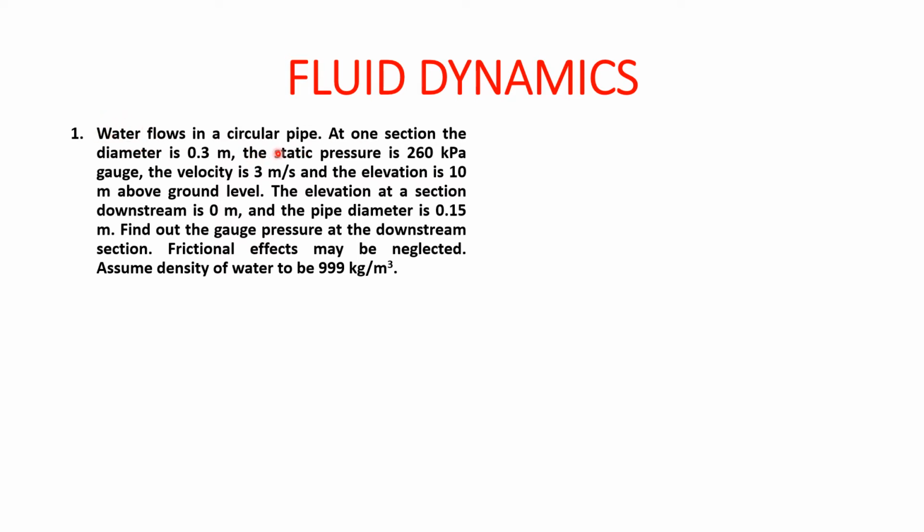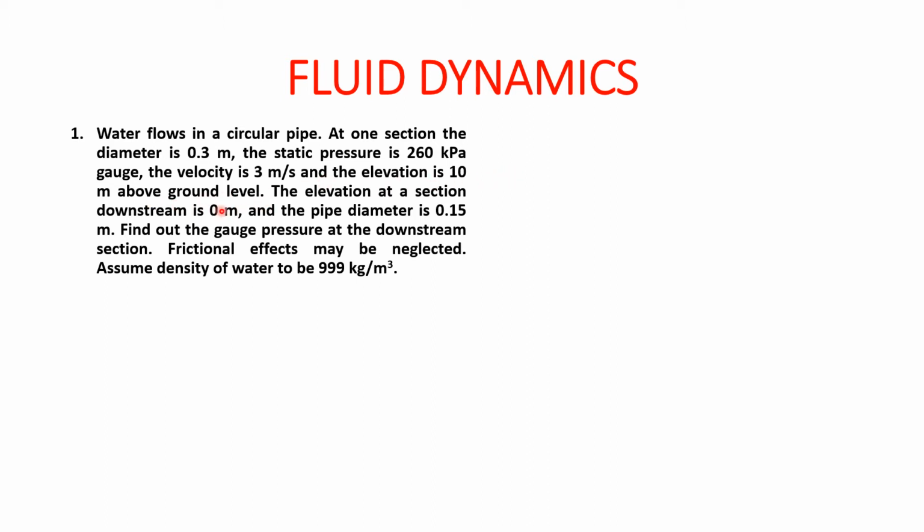Then at one section the diameter is 0.3 meters. So at one point in the circular pipe the diameter is 0.3 meters, and at that point the static pressure is 260 kilopascal gauge and the velocity is 3 meters per second. And what is the elevation? The elevation is 10 meters above ground level. So at the point where the diameter is 0.3 meter, the pressure is 260 kilopascal, the velocity is 3 meters per second, and the elevation is 10 meters above the ground level.